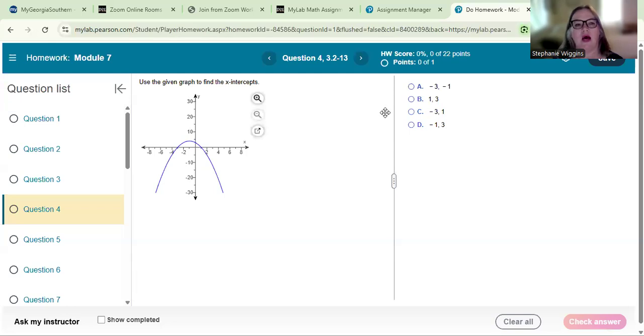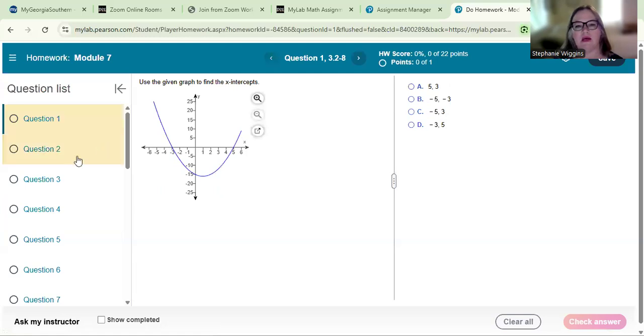Okay, so I'm in module 7, and I'm just going to go over a few of these questions on finding the x-intercepts from a graph. So intercept means to meet or cross, and that's what's happening here. We have this function which is quadratic because it's shaped like a parabola, we can tell that, and it crosses the x-axis in two places. So there are two x-intercepts.